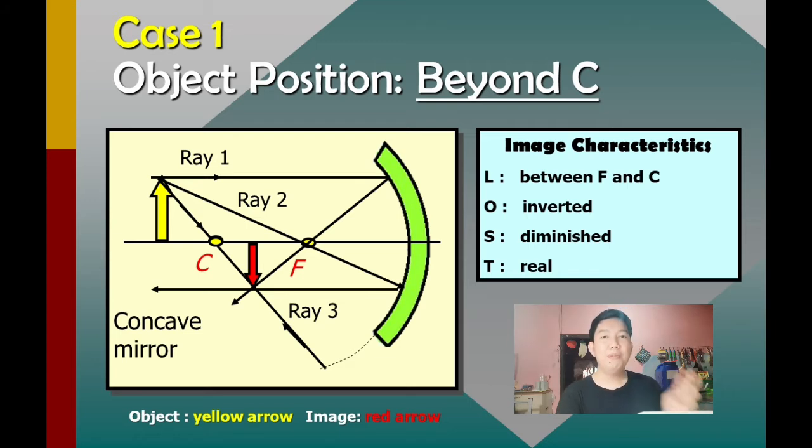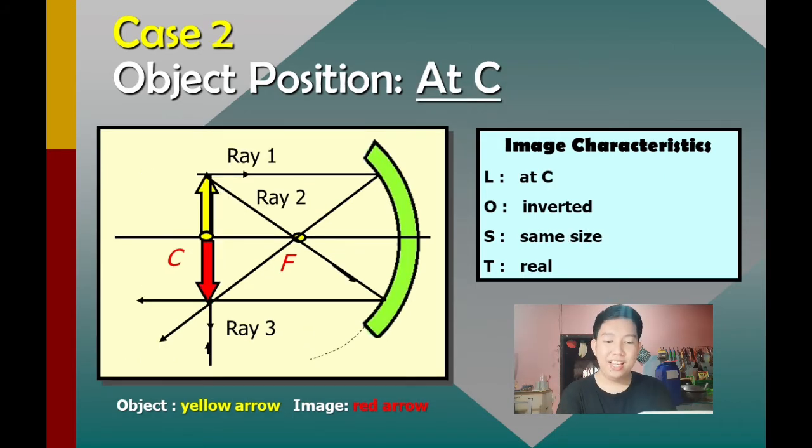By the way, let's also differentiate the real and the virtual image. Kapag real image, madali lang. Ang real image ay nabubuo in front of the mirror. Pag sinabi naman nating virtual image, the image is being formed behind the mirror. Sa likod ng mirror siya nabubuo. In this case, the image is formed in front of the mirror. That's why the type of the image that we have is real image. The second case is the object positioned at C.